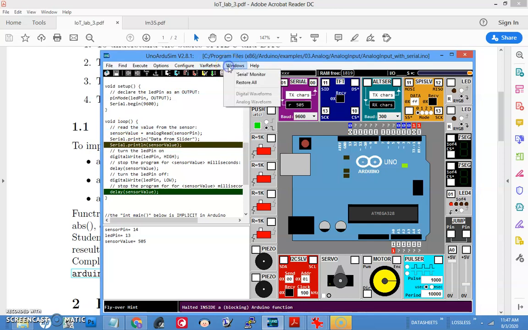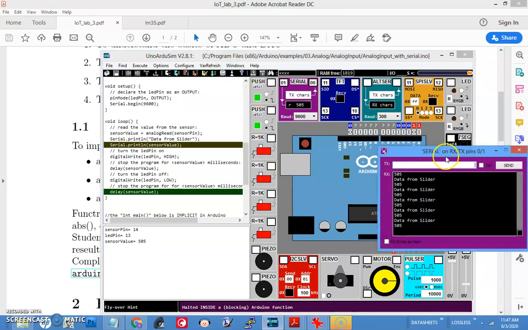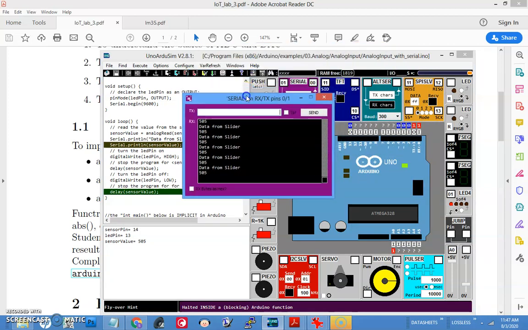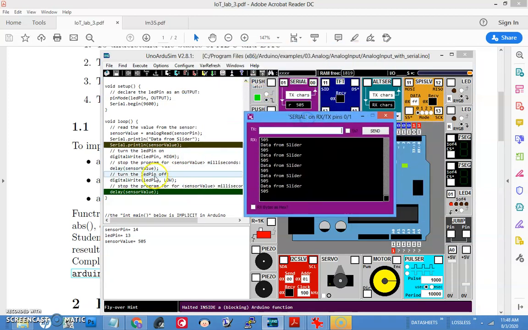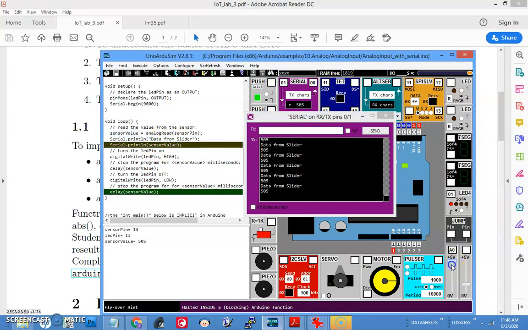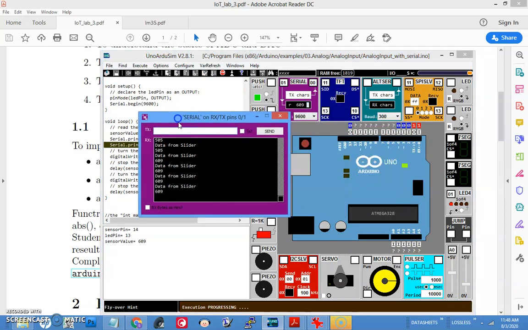For that you need to open the serial monitor. So the serial monitor is coming here. Whatever I have given as print data from the sensor is coming, and as I move the slider, you can see the value changing. For that I need to execute the program. I need to put the run. Now you observe the serial monitor.